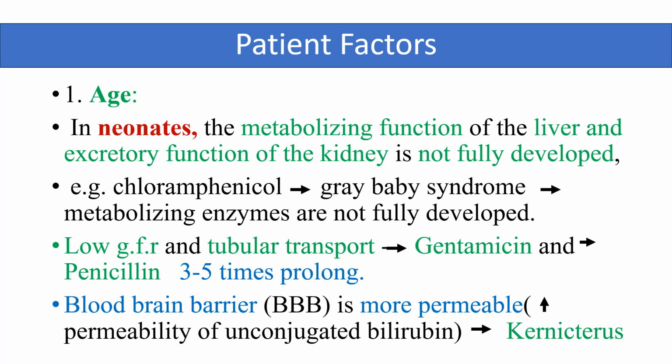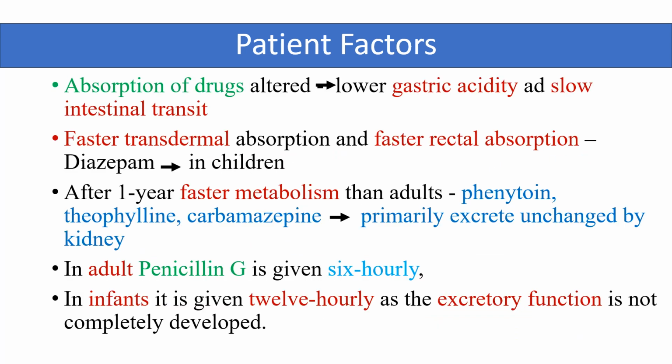So, in this condition, we have to reduce the dose of the drug. Another example is that the blood-brain barrier is more permeable, so increased permeability of unconjugated bilirubin and kernicterus can occur in neonates. Absorption of drugs is altered due to lower gastric acidity and slower intestinal transit. There is faster transdermal absorption and faster rectal absorption of diazepam in children.